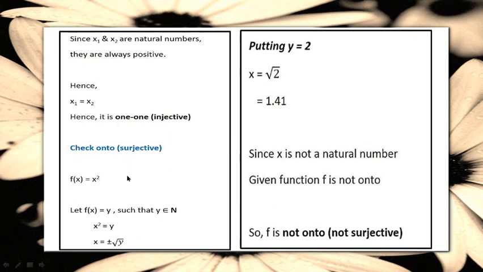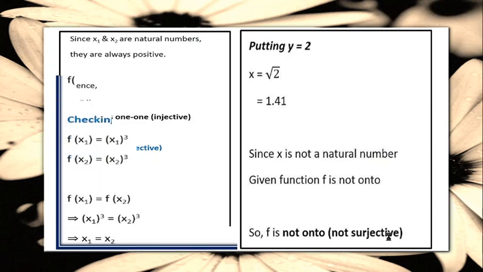Now let's check onto, that is surjective. The function is given f(x) = y, we will put the value of the function, that is x squared equal to y. So what is x in terms of y? That is plus or minus root y. Now if we take y as 2, what should x be? x should be 1.41. So is it a natural number? It is not a natural number. So the given function is not even surjective.